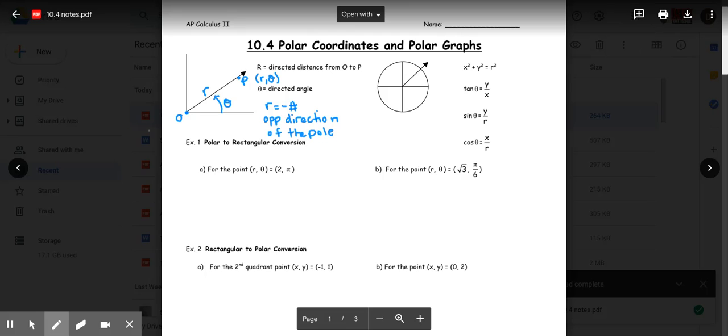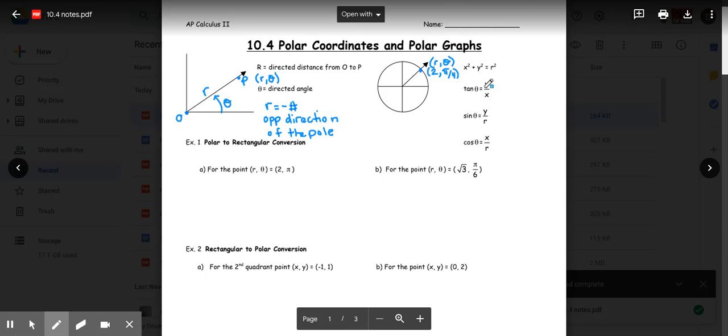Let me just make sure I cover everything. I have my notes here. Okay, so x squared plus y squared equals r squared. That's the equation for a circle. Let's say we have this point r comma theta. We'll call r 2, and theta, we'll call it pi over 4.